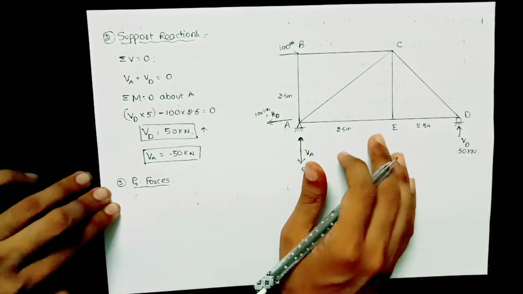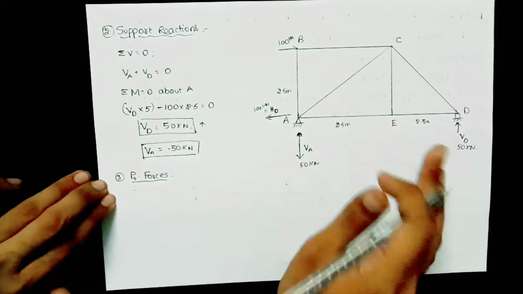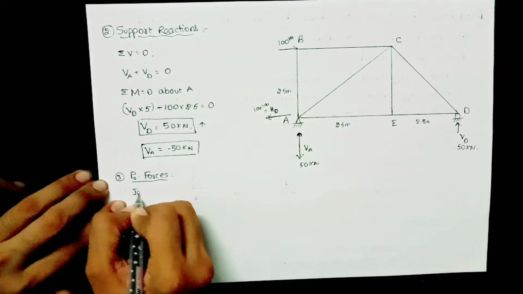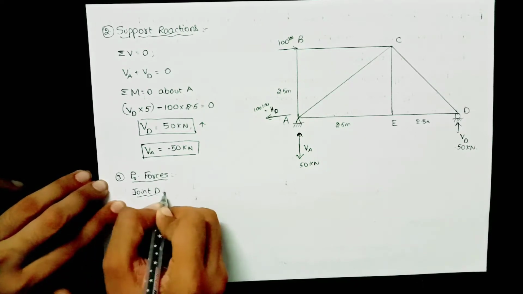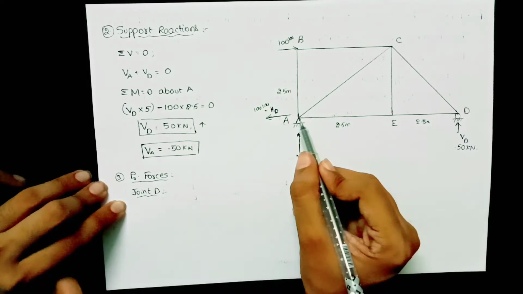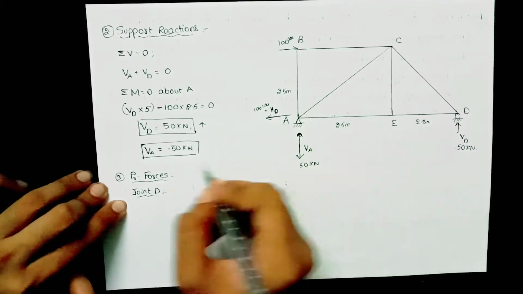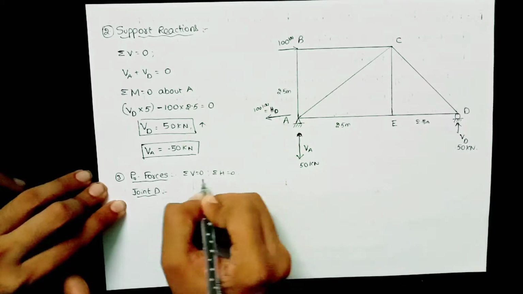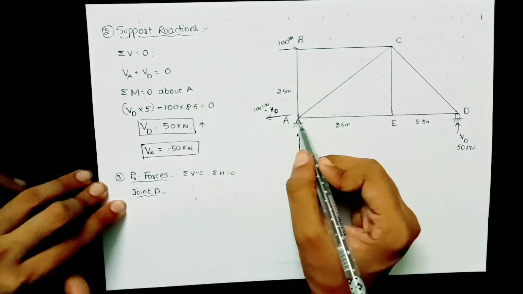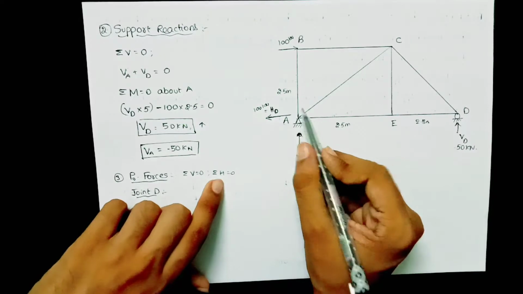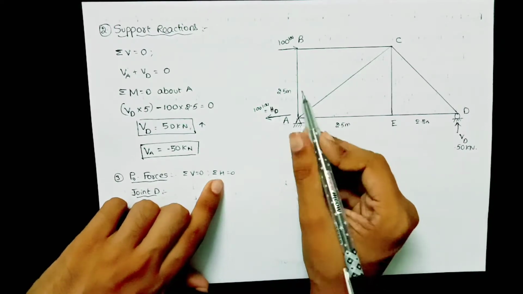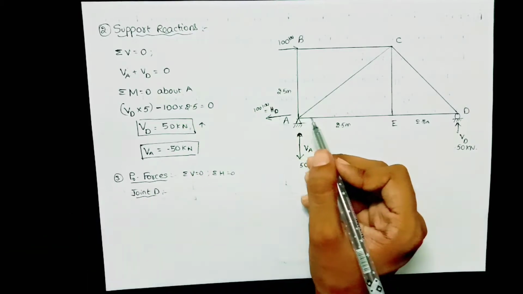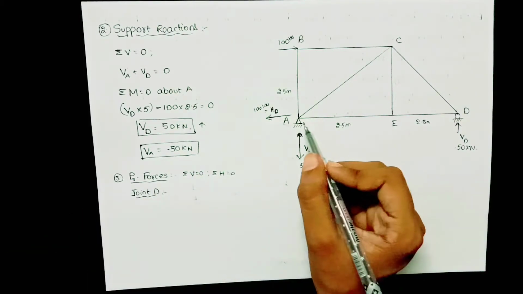From this diagram we should calculate the P0 forces in all the members. First I am taking joint D. Please don't take joint A, because we have only two equilibrium equations in this truss. So we are applying two equations at one joint. If at one joint there are three unknown forces, meaning three members at this joint, we have only two equations, so we cannot find the unknown forces.